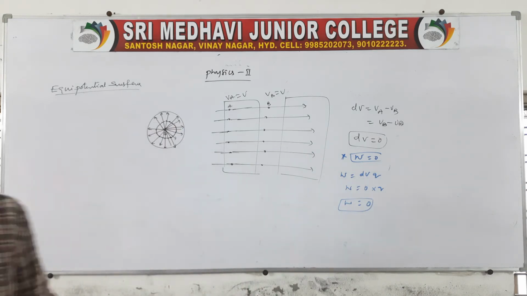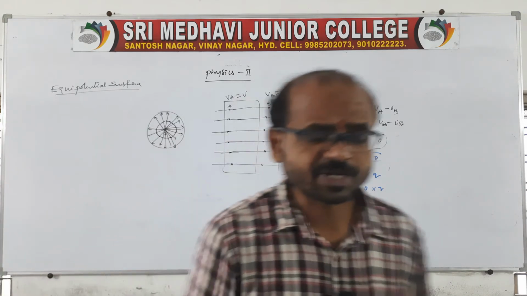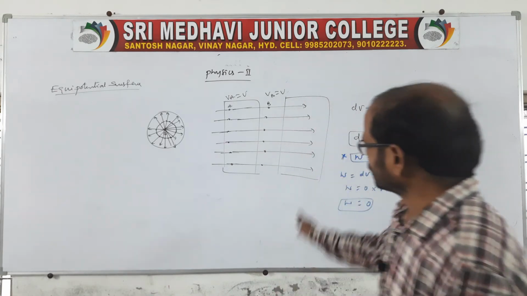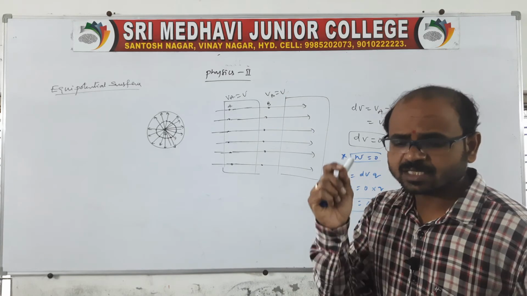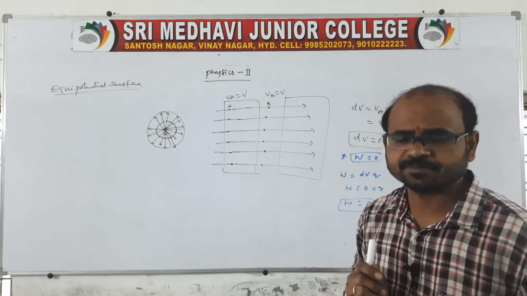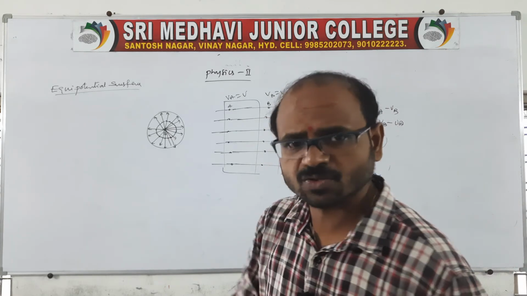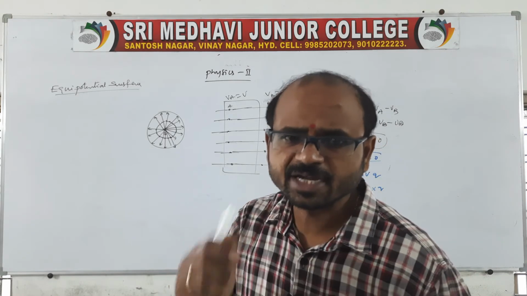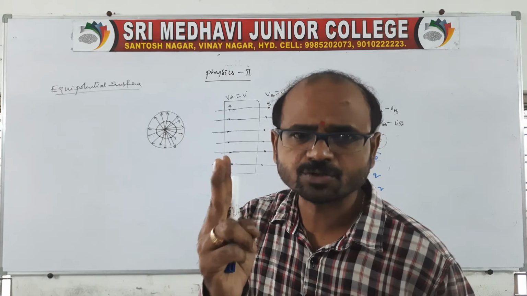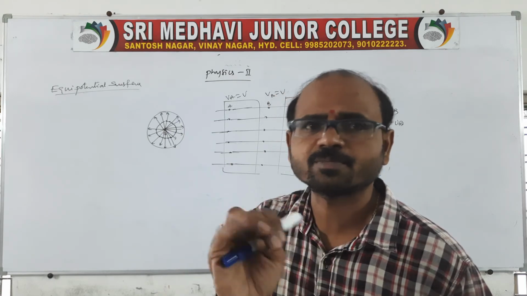Equipotential surfaces. See, remember, another point is there for equipotential surfaces. See, here we know electrical field lines. Do the electrical field lines intersect? No. Electrical lines of force never intersect. Sir, if they intersect, what happens? Of course, there we should get two magnitudes, two directions, which is not possible.